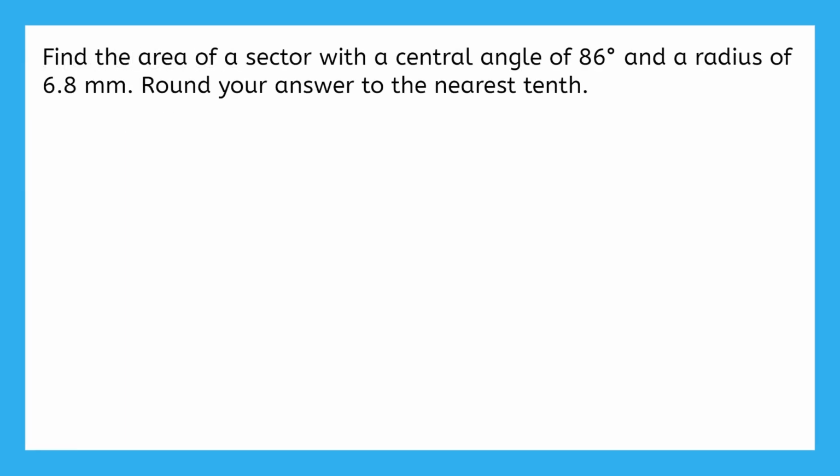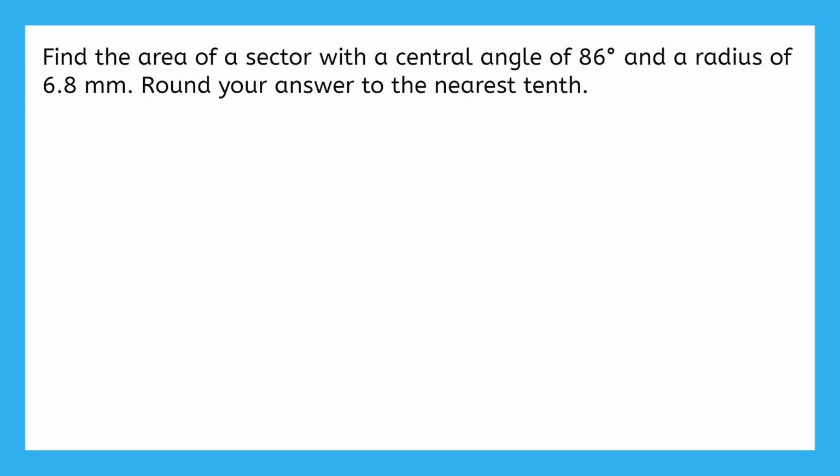This example problem tells us to find the area of a sector with a central angle of 86 degrees and a radius of 6.8 millimeters. Round your answer to the nearest tenth. There's no picture for this problem, but we don't really need one either. If you'd like to have a visual to work from, you are welcome to pause the video here and draw your own.